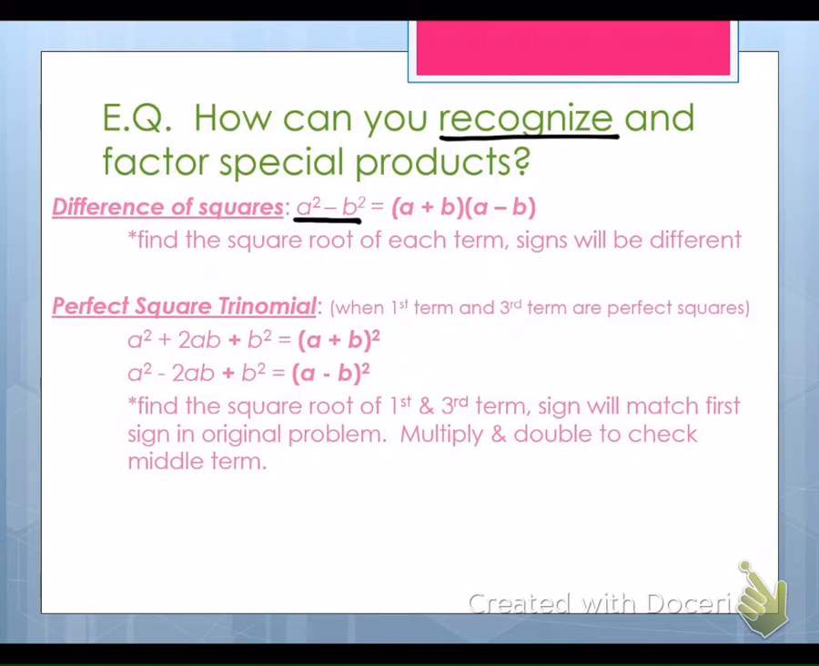The square root of 49? 7. All right, very good. So those are numbers that are considered perfect squares.